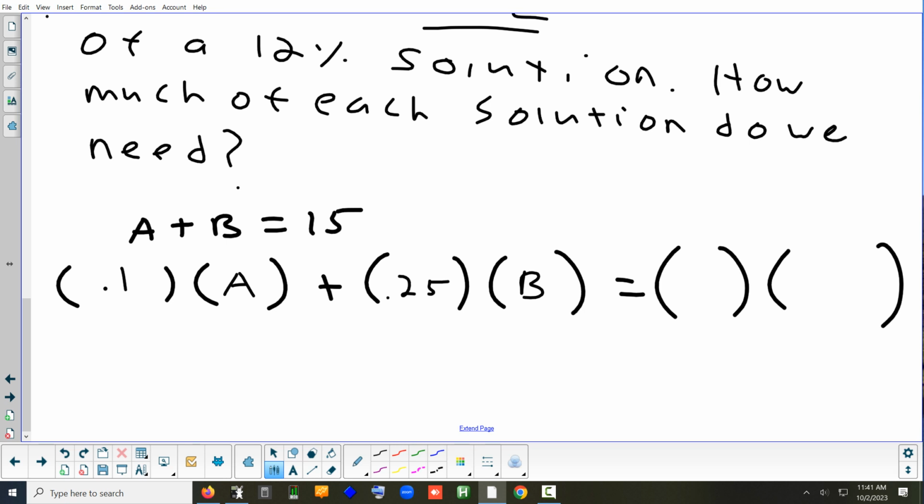12%, so 0.12. And what's the final amount? 15. Now, because the right-hand side is all numbers, we can multiply 0.12 times 15. I'll put down what that comes out to in the next step. Anyone have a calculator? What is 0.12 times 15? 1.8. All right, so next time, I'll write that down.